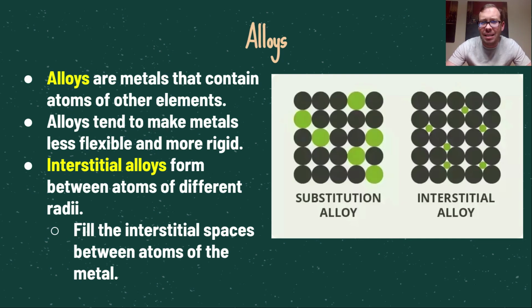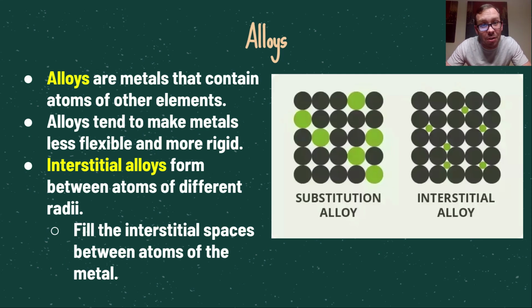Now, alloys are metals that contain atoms of other elements, so alloys are not pure metals. Alloys tend to make metals less flexible and more rigid, typically because, especially when we look at something like an interstitial alloy, which forms between atoms of different radii, smaller atoms tend to fit in between the individual atoms of the metal itself, thus making it less flexible and less ductile because there are atoms taking up that space in between the individual atoms of the metal. And so that typically makes it much, much stronger.